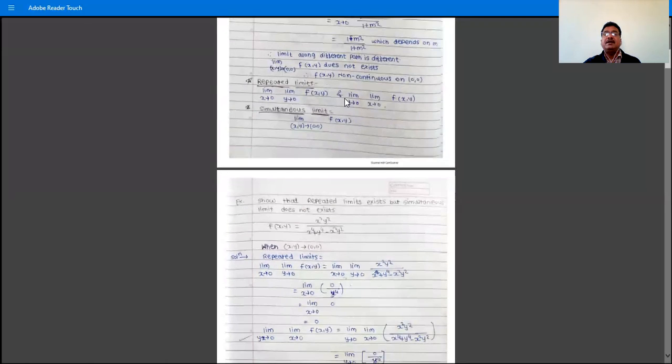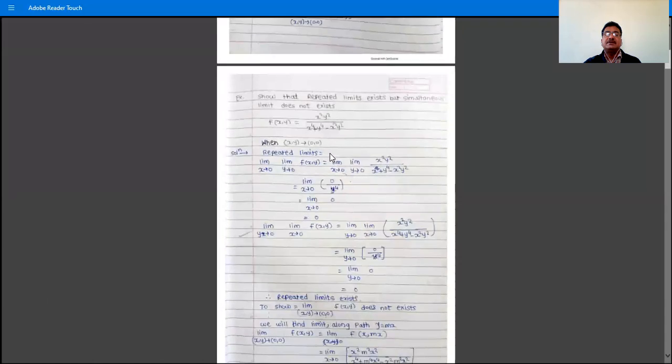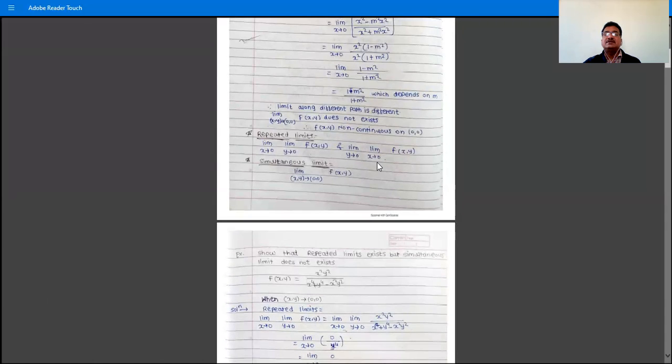So these are called repeated limits, and there is no connection between the simultaneous and repeated limits. That is, whether the repeated limits exist or do not exist does not depend on the simultaneous limit. So we will see the problems on the repeated limits and simultaneous limit, and the remaining problems, in the next lecture.